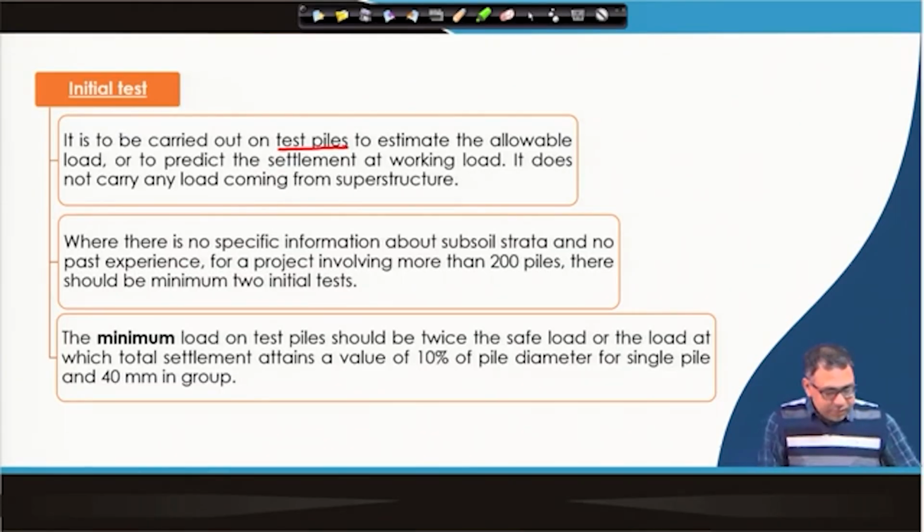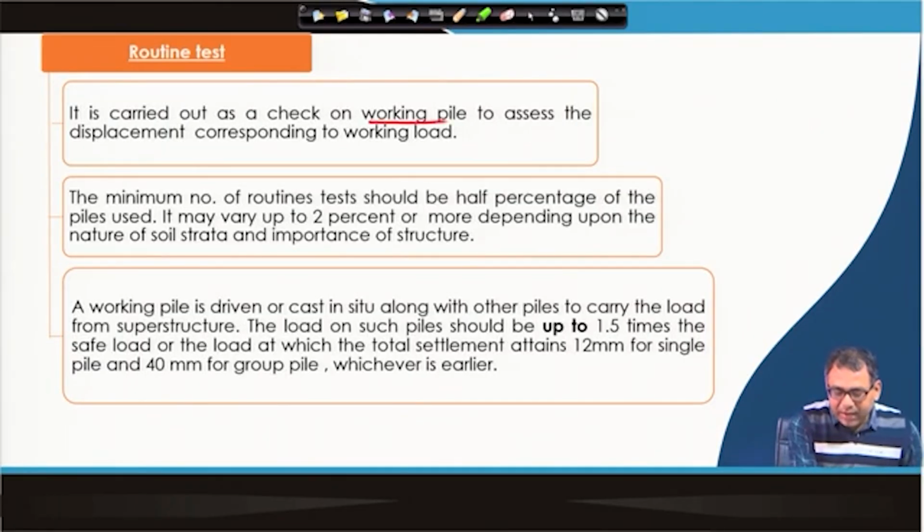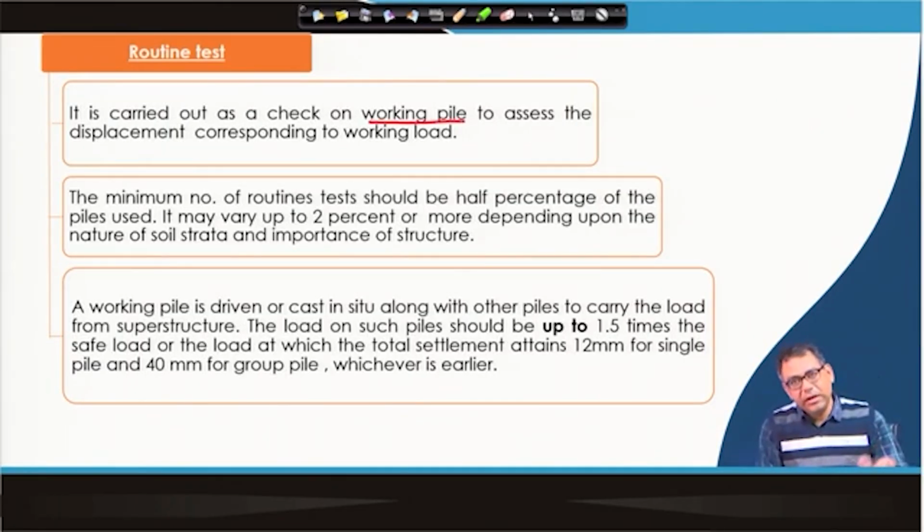Okay. So, now the next one is the routine test, which is conducted on a working pile. Working pile means this pile will be used in future also, that means the superstructure load will come on this pile. So, after the testing also this pile will be used for real load carrying purpose. These tests are carried out on working piles to assess the displacement corresponding to the working load. The minimum number of routine tests should be 0.5% of the piles used. It can go up to 2% depending on the nature of the soil strata and the importance of the structure.